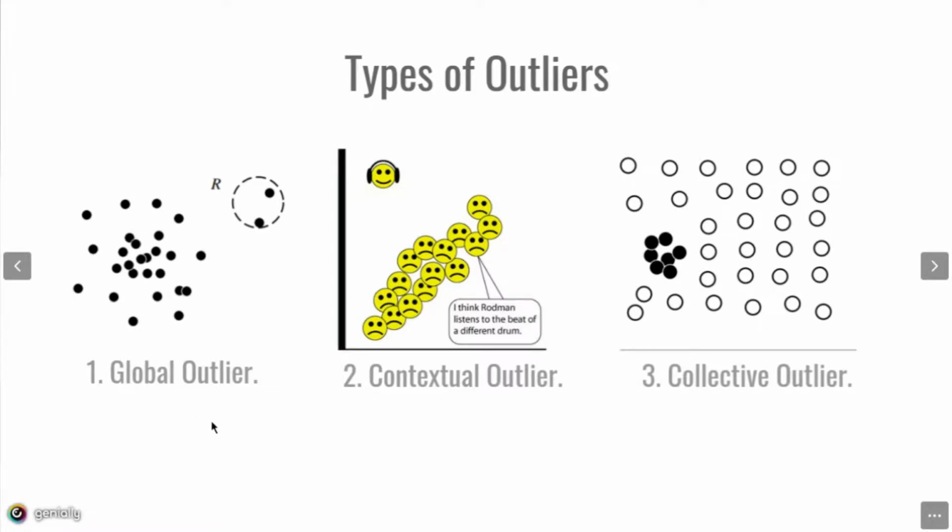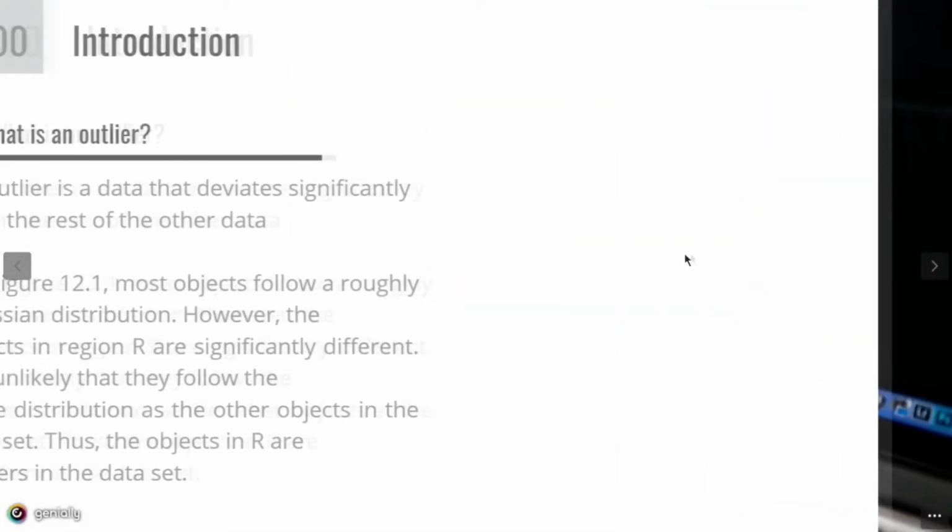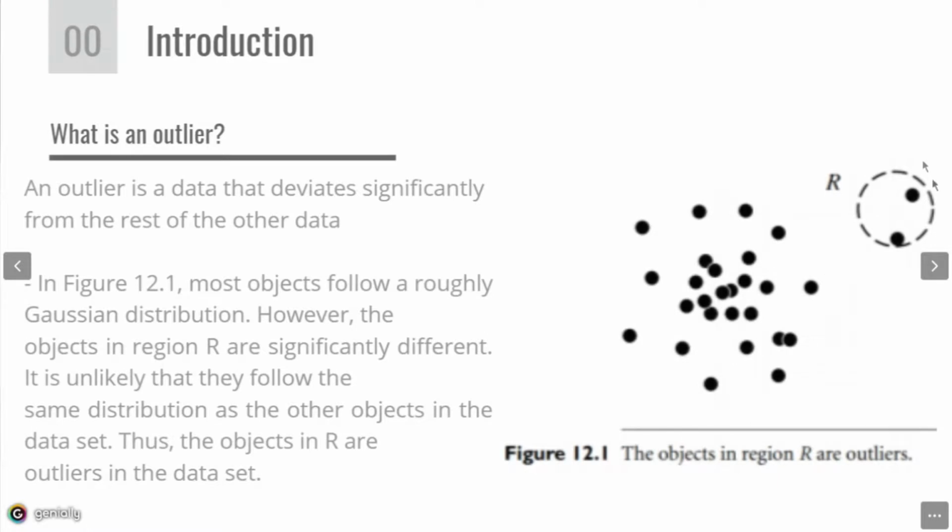Global outliers are the easiest ones, since they are global, as their name says. They deviate from the rest of the whole dataset. A perfect example is again the figure 12.1 that we already showed. From the whole data, the 2 points in R are our global outliers.